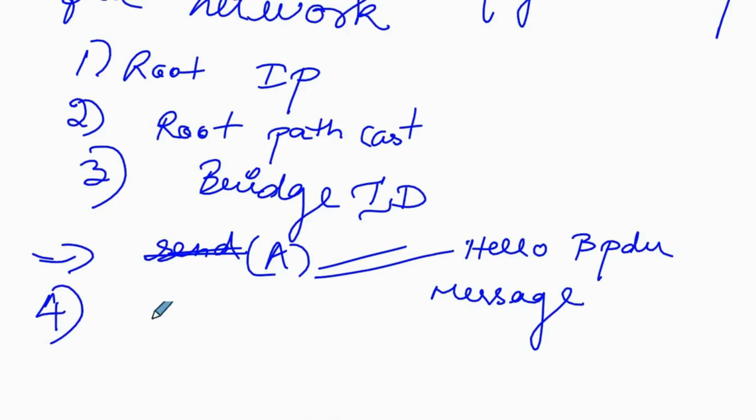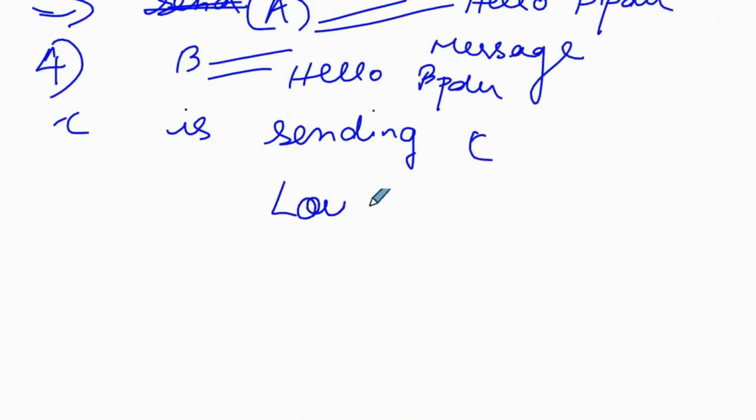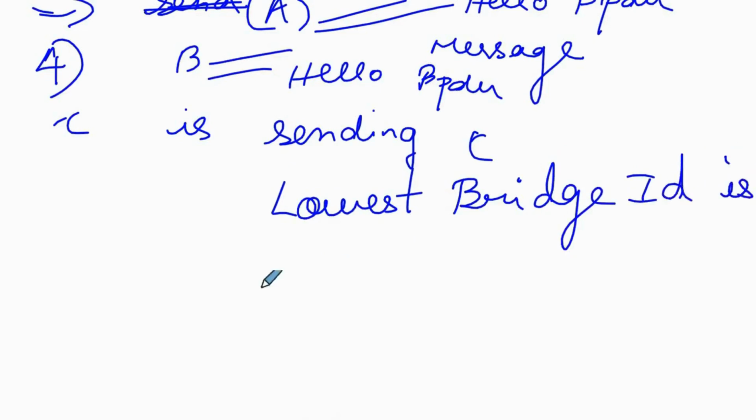But its root bridge ID is very high, so it doesn't win. B is sending a hello BPDU in the same way, and finally C is sending. C is the winner. The concept is that the lowest bridge ID is the winner.